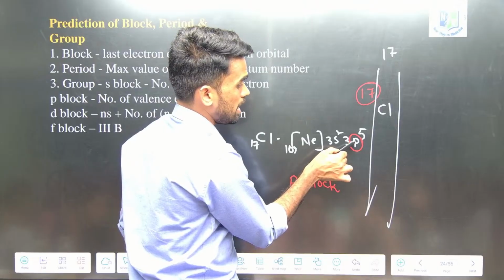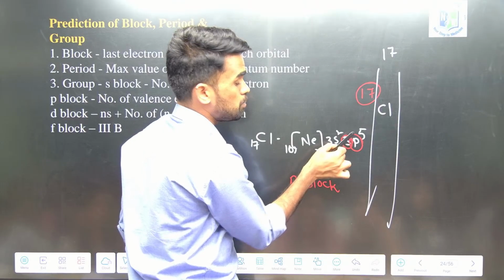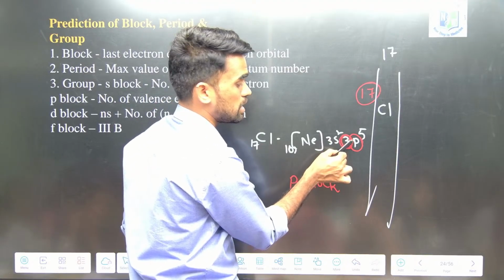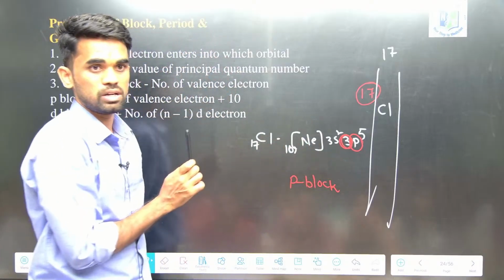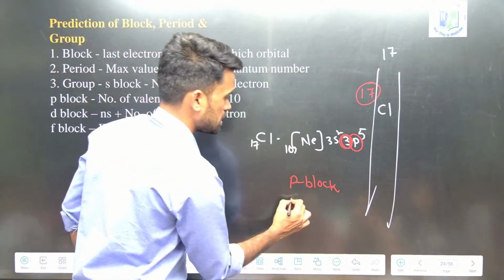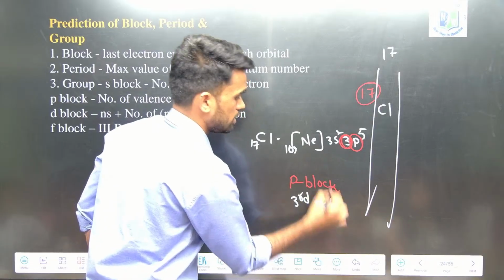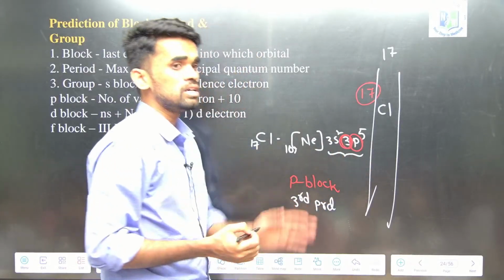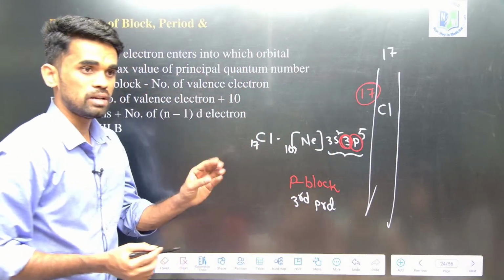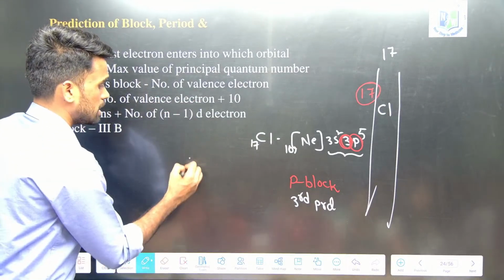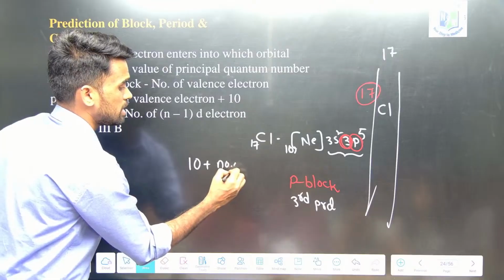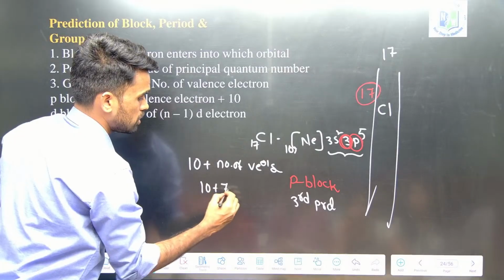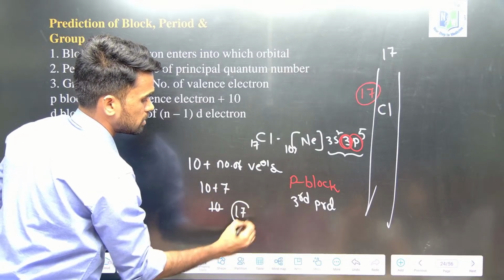What is this last n value here? 3. So this is called the principal quantum number. So by looking at the highest principal quantum number, we can say which period it is. Okay, so chlorine is a third period element. Now how many valency electrons are there? 7. So for any P block element, you just take 10 plus the number of valency electrons. How many valency electrons are there here? 7. So 10 plus 7. So chlorine belongs to the 17th group.